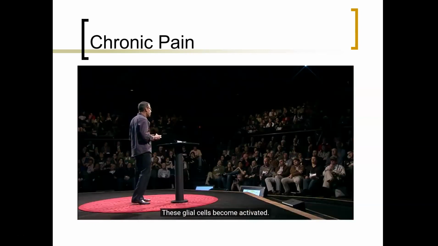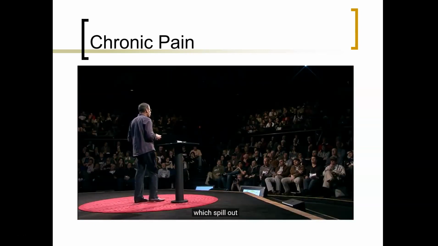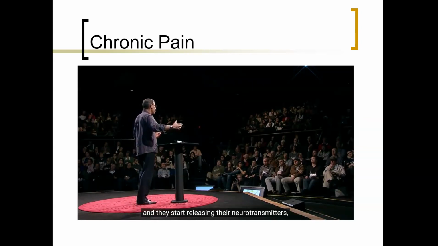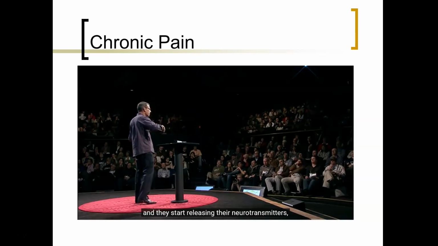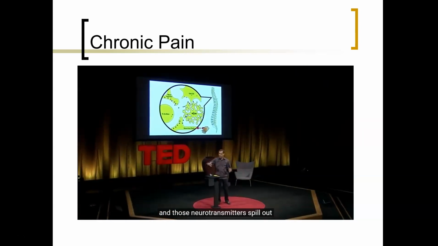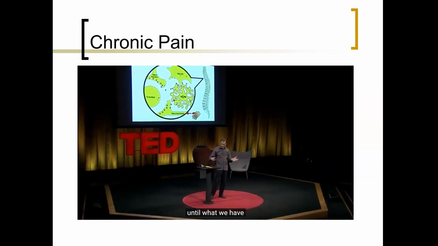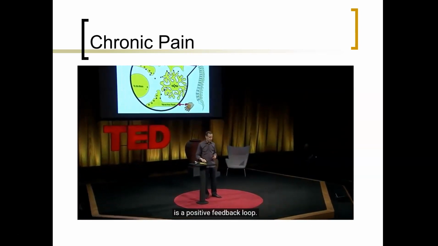These glial cells become activated, their DNA starts to synthesize new proteins which spill out and interact with adjacent nerves, and they start releasing their neurotransmitters. And those neurotransmitters spill out and activate adjacent glial cells, and so on and so forth, until what we have is a positive feedback loop.